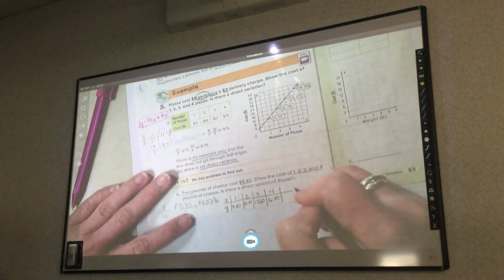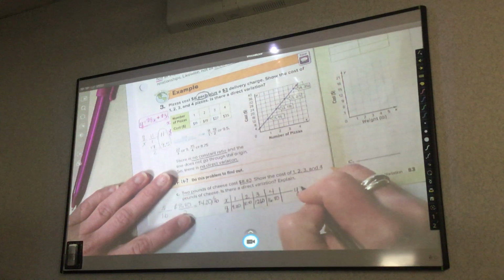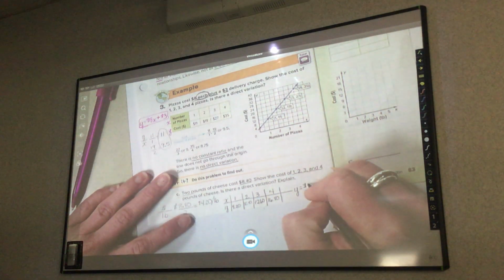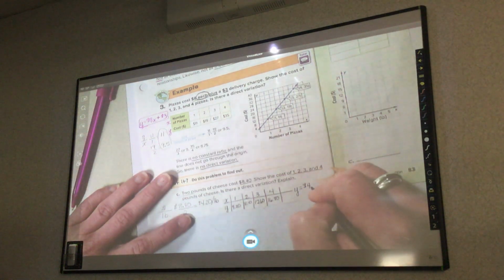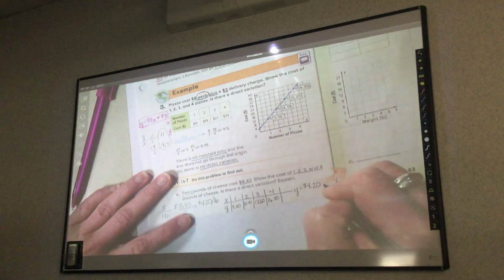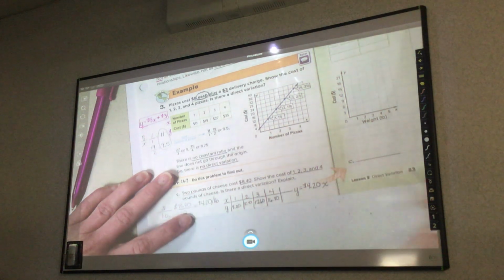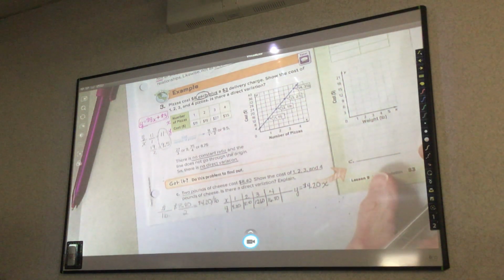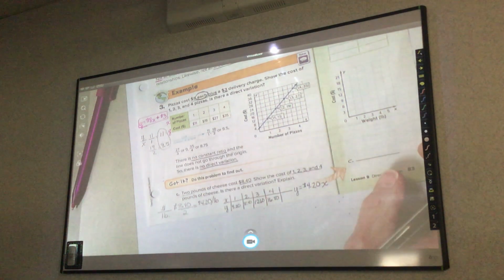Now I'm going to write my linear equation. Y equals K times X. What's K? $4.20, which is my constant, times X. So is there a direct variation? Yes.